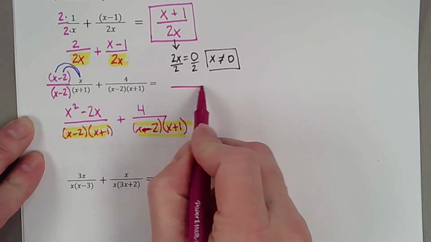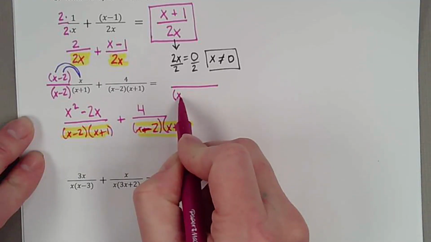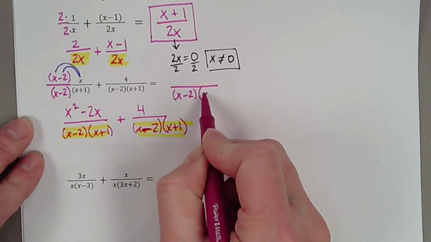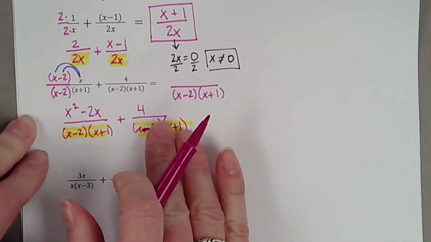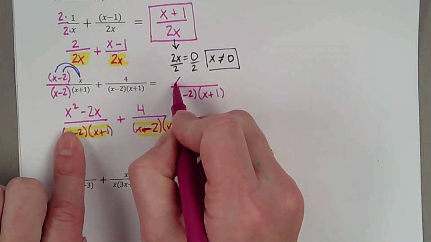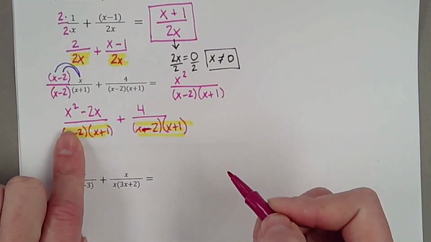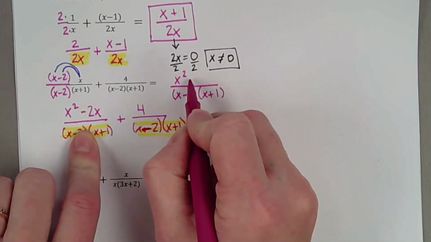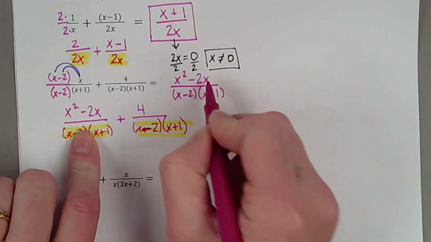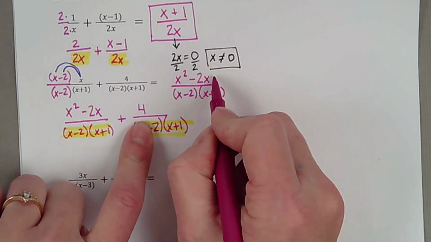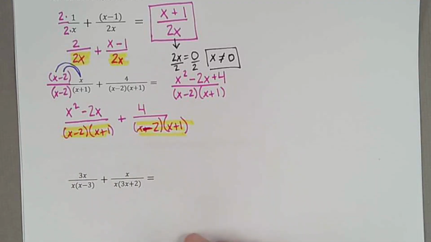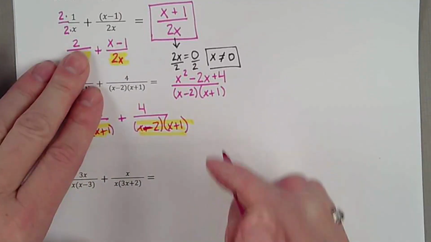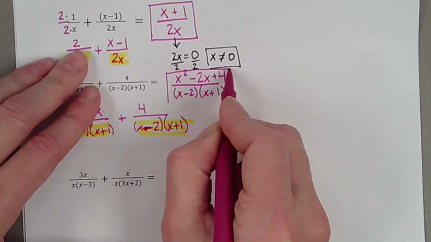So my denominator stays as the common denominator, x minus 2, x plus 1. And then I combine the things that I can on the top. I can't combine anything with an x squared, so it's just going to stay there. I can't combine anything with a minus 2x, so it stays there. And I can't combine anything with a positive 4, so it stays there. So this part is my answer.